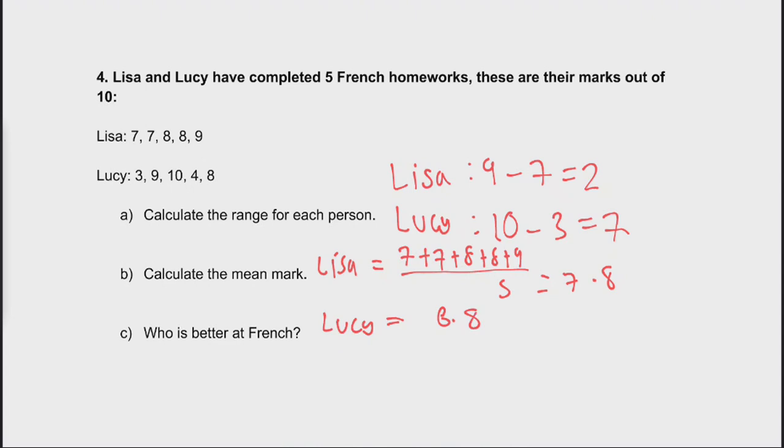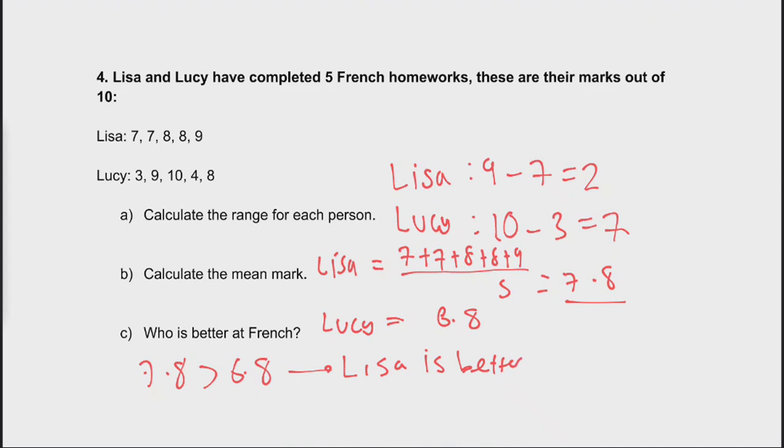Okay, so who is better at French? Let's think about, on average, first of all, who scored the highest mark. And so on average, that is going to be Lisa, because 7.8 is greater than 6.8. So on average, Lisa is better.